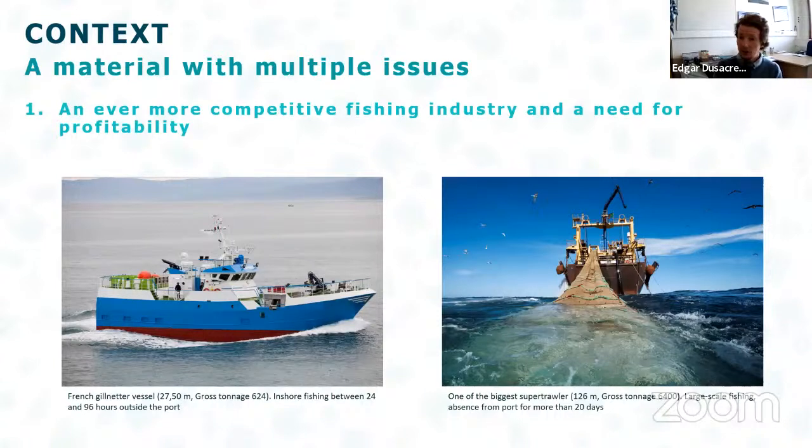So here we can see two different vessels, two different boats. At the left, we have a gill netter vessel. This is already a quite big boat. We have smaller ones in France and in other parts of the world. And at the right, you have one of the biggest super trawler vessels in the world. This is a large-scale fishing vessel that can be outside of the port for more than 20 days.